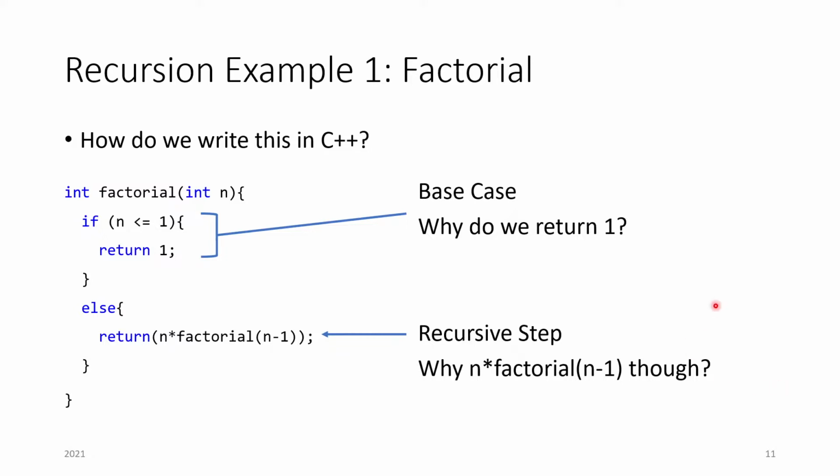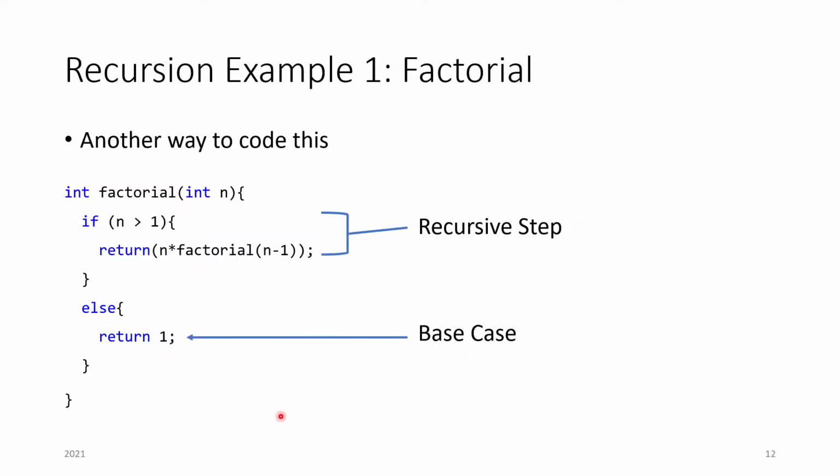Okay. So this is one way how we can go about writing our factorial example here in C++ code. We can also flip the recursive step and the base case in our implementation, and we could put the recursive step for the if statement here and have the base case being our else statement. Either way is fine. Both of them are going to do exactly the same thing. It's just a matter of how you implement it.